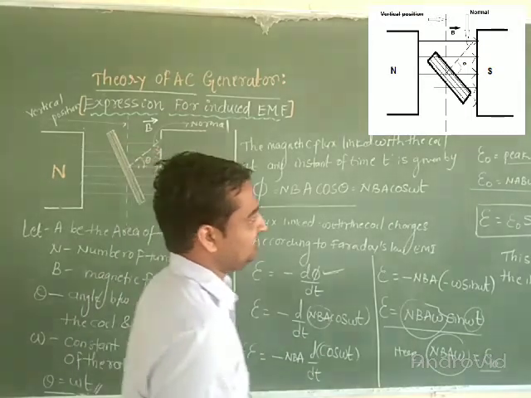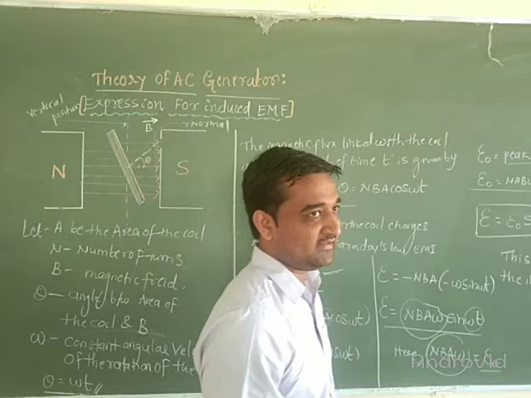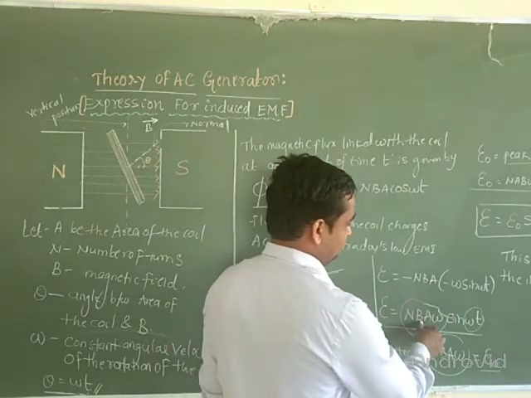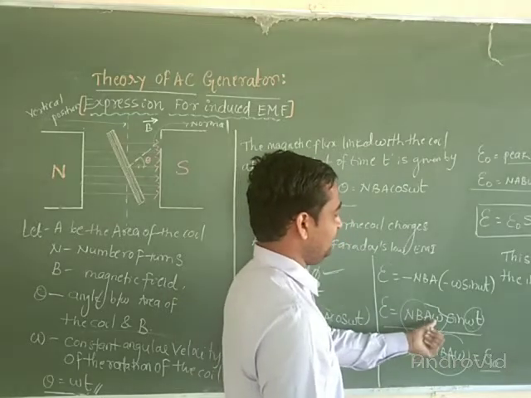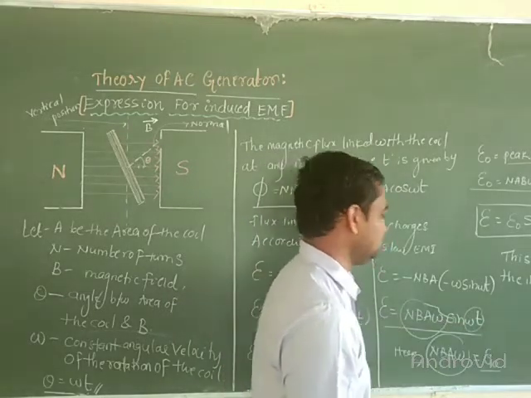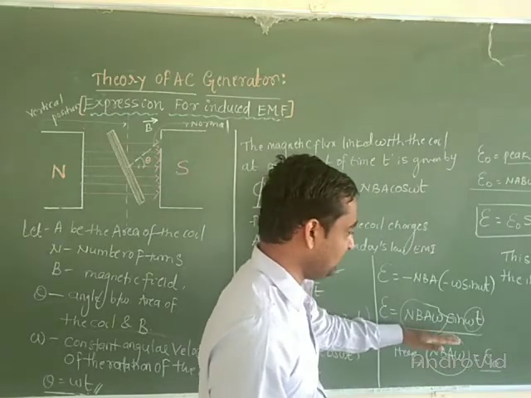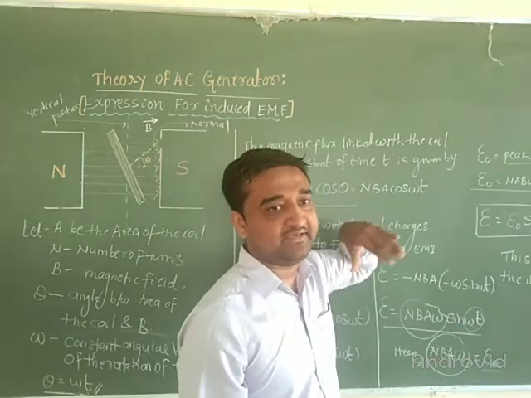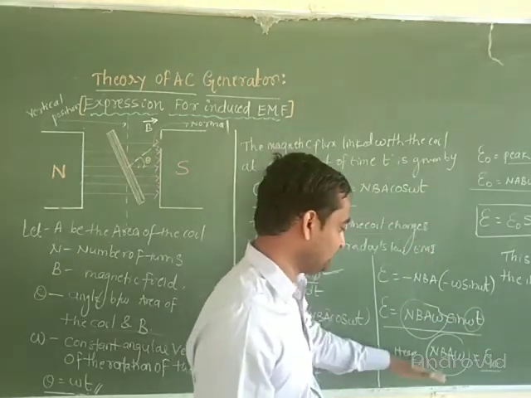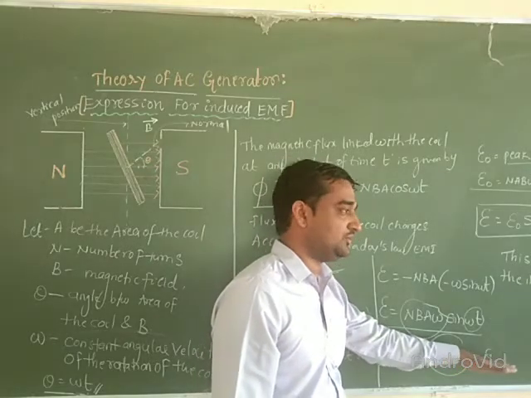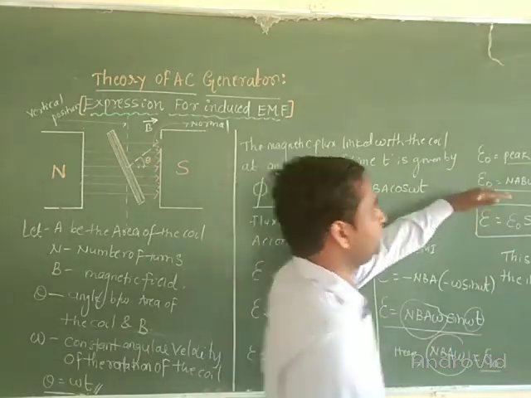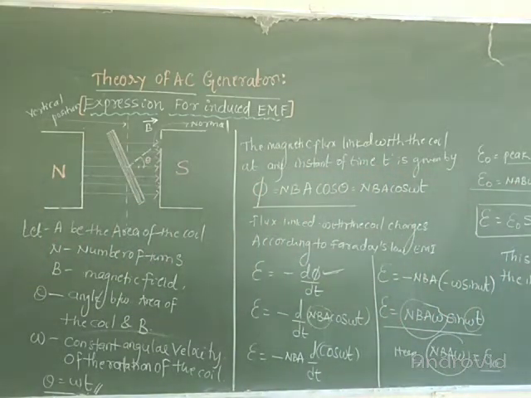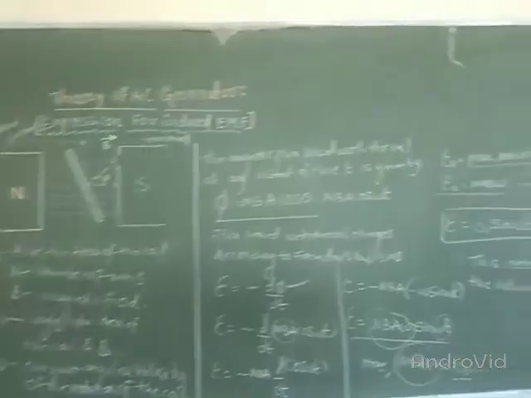The differentiation of cos ωt is minus ω sin ωt. Therefore minus into minus is plus, and hence we get NBA ω and again sin ωt. And this NBAω is called the maximum value of the induced EMF or the peak value of the induced EMF. Let us represent it graphically also. NBAω is equal to E naught. This E naught is called the peak value of the induced EMF, or it is also called what here?